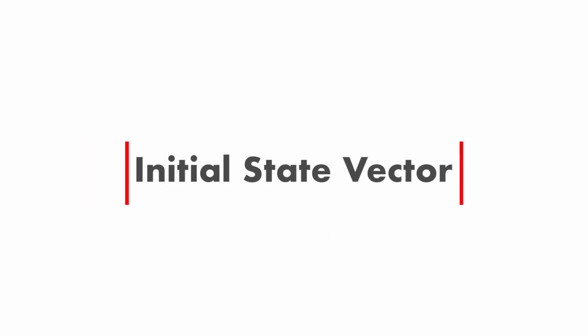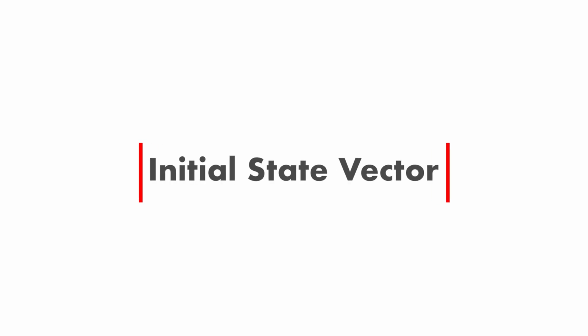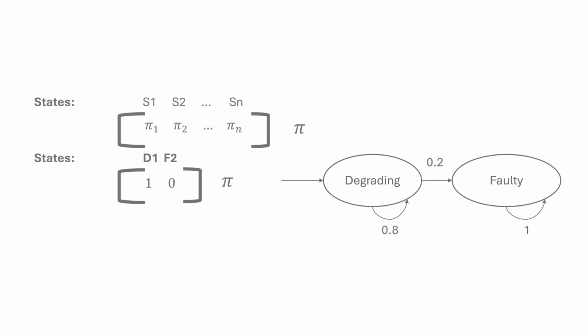But everything needs to start somewhere, right? And in this case, we need the initial state vector that tells us if we're going to start in the degrading or in the faulty state. Because I always start at the degrading state in my example, I need to set the probabilities to 1 and to 0, because they need to add up to 1. If the system was more general, then we would have a Markov chain with initial state probabilities equal to the number of states. So I would have a probability to be in state 1, a probability to be in state 2 at the beginning, and so on.